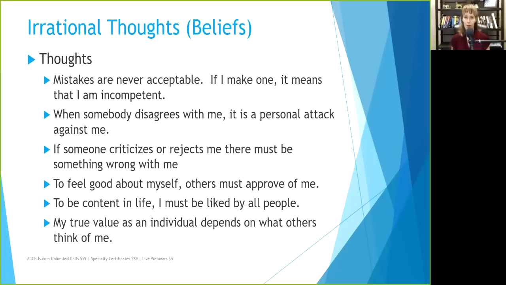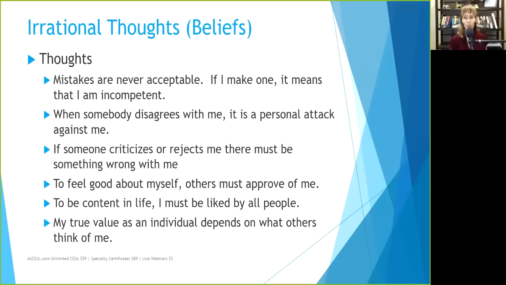So we're going to go through some of these thoughts real quickly here. Mistakes are never acceptable, and if I make one, it means that I'm incompetent. Well, never is kind of stable, and I am incompetent is kind of global. That's also that extreme all or nothing thinking. So you can see where these cognitive distortions end up leading to unhelpful beliefs.